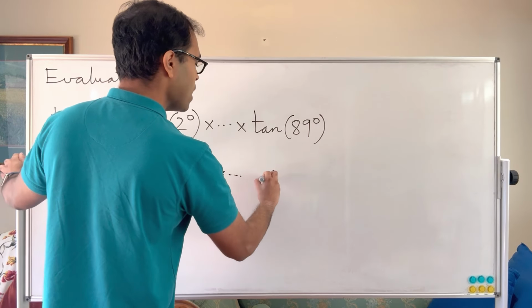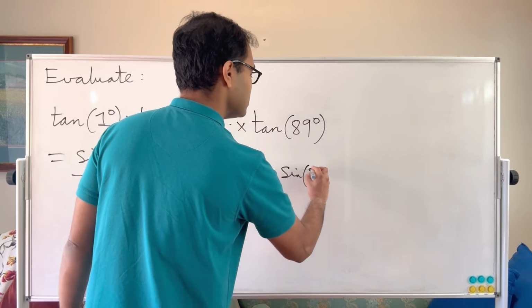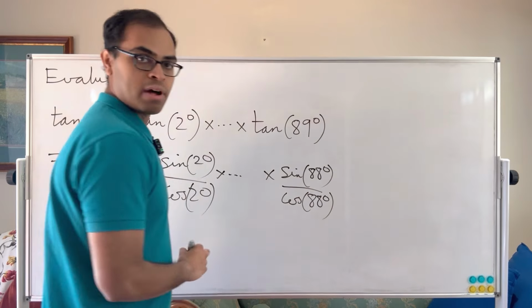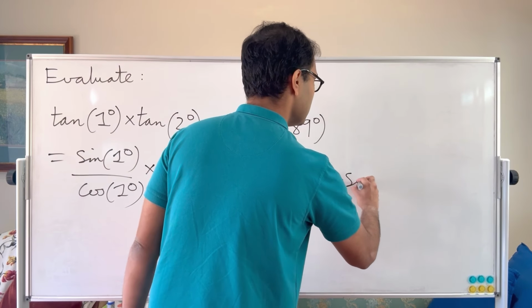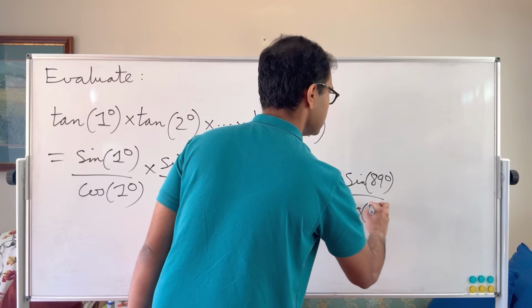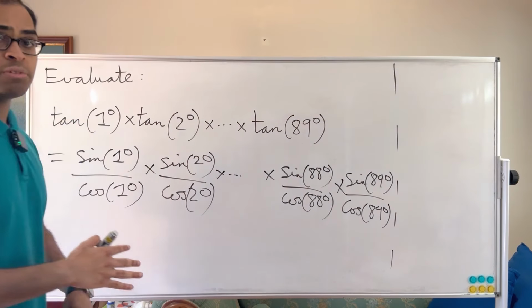It keeps on going up to sine of, we can write out the last two steps. You can write out sine of 88 degrees over cosine of 88 degrees. And we can then multiply with sine of 89 degrees divided by cosine of 89 degrees. Okay, so that's our first step that we have observed. That allows us to give us some sense of what we're trying to calculate, but this looks like a huge mess.